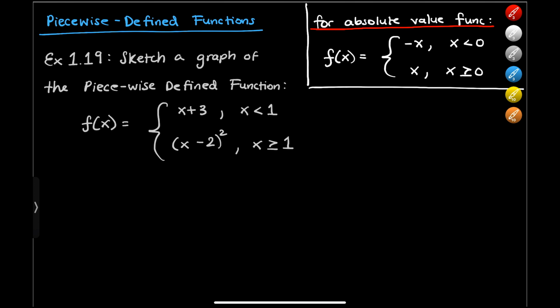Now let's take a look at piecewise defined functions. Just to know, for absolute value functions, this is the formula for absolute value piecewise functions. f of x is equal to negative x, where x is less than 0, and x, where x is greater than or equal to 0. So now let's solve this example problem. It says sketch a graph of the piecewise defined function. Okay, so let's first draw a graph.